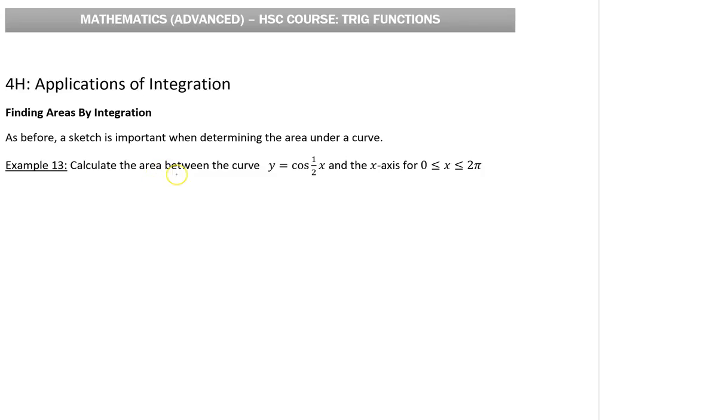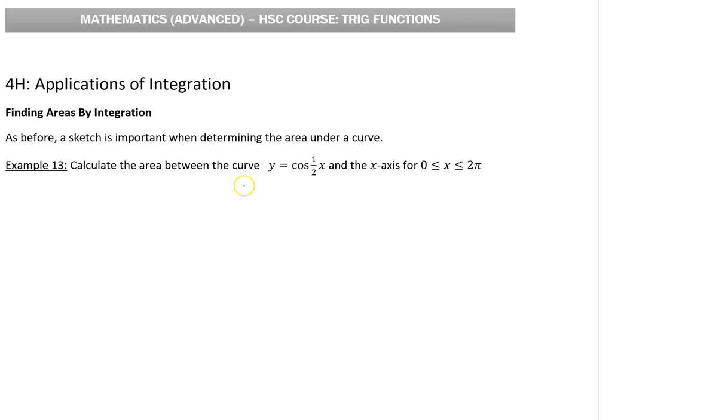We want to find the area between the curve of cos half x and the x-axis from 0 to 2 pi. Now, it doesn't just say integrate this from 0 to 2 pi, in which case signed area is fine. It can cancel out, and I can get a 0, which is what would happen here. In this case, we're going to start with the sketch.